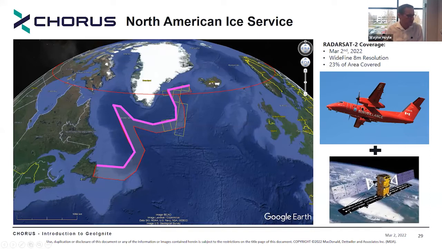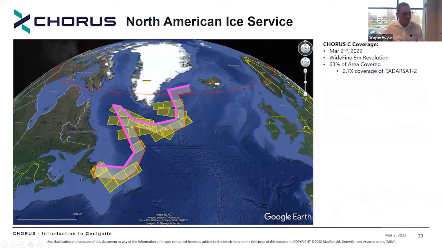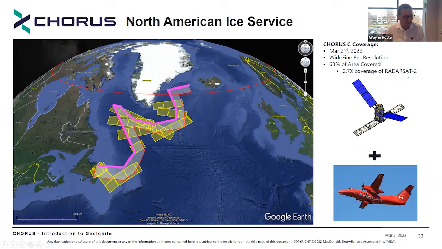This is sort of the way that it is being used now. With CHORUS, we think that things can change. And this is the coverage that we would have with CHORUS. We'd be able to do 63% of that same area on that particular day with the C-band, or 2.7 times that of RADARSAT.